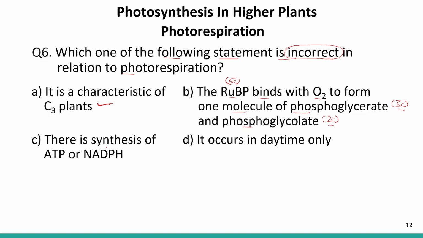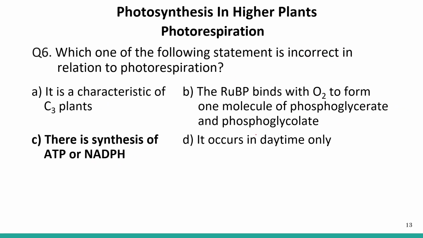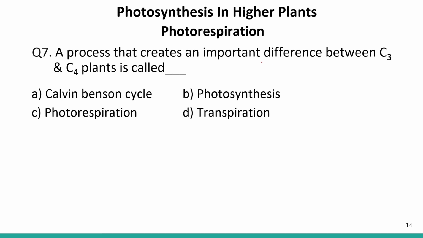Now, third option is, there is synthesis of ATP or NADPH, which is incorrect. Alright, in photorespiration, there is no synthesis of ATP and NADPH. It is a wasteful process. Okay. And fourth option is, occurs in daytime only. So, this is also correct. So, what should be the correct answer? There is synthesis of ATP or NADPH. This is the incorrect statement about photorespiration.